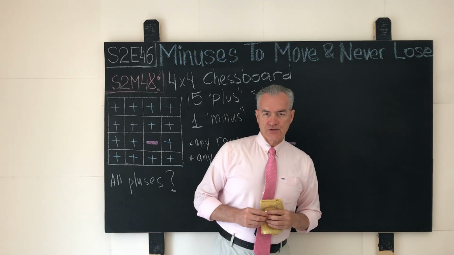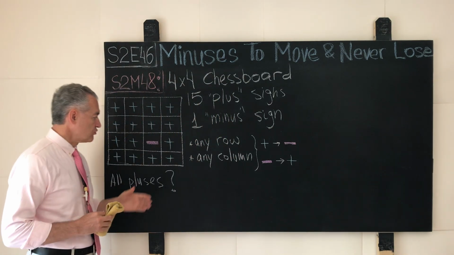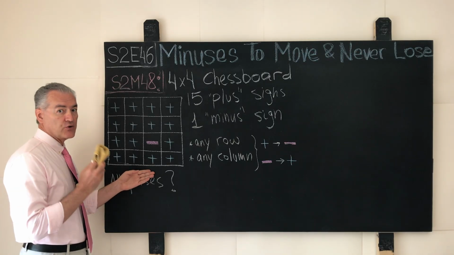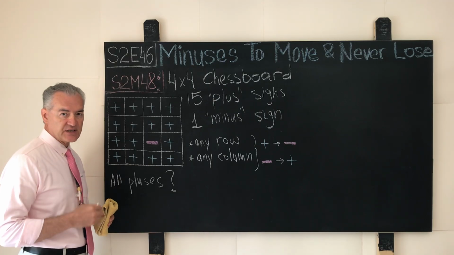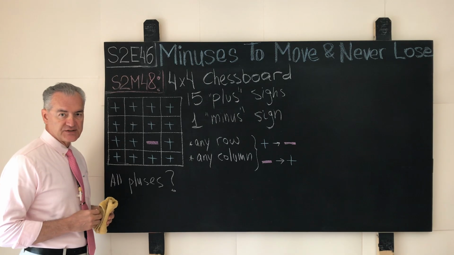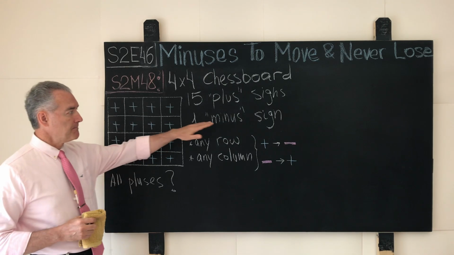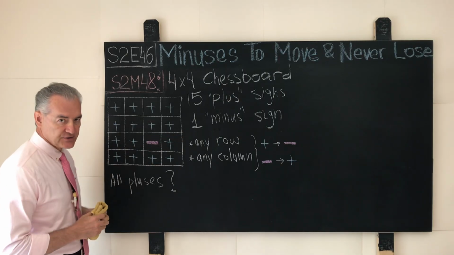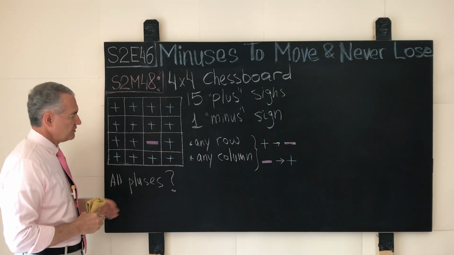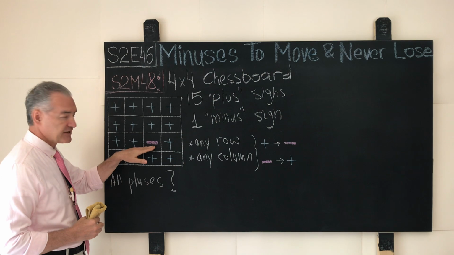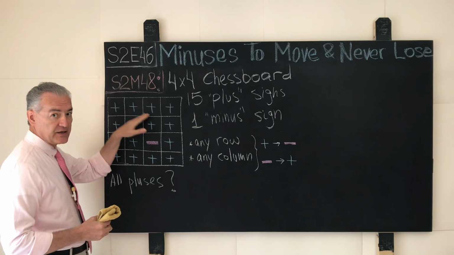In the mathematical problem S2E46, we're given a complete 4x4 chessboard shown over here on the left-hand side of your screen with all 16 squares present. We're also given 15 plus signs and exactly one minus sign initially. And we're told that, for example, the single minus sign is thrown at random onto this 4x4 chessboard. Let's say this minus sign lands in a square of that board. Let's say it lands over here, but it could be any other square.